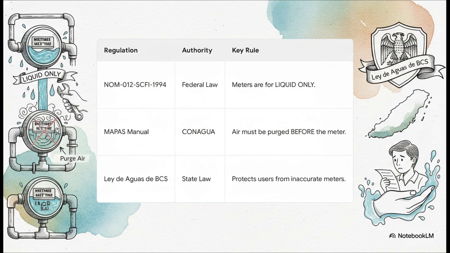Mexican federal law, NOM 012, is crystal clear. These meters are certified for liquid only. Measuring air makes them inaccurate. On top of that, CONAGUA, the National Water Authority, says purging air is a technical obligation. And your very own state law in Baja California Sur protects you from being charged for their mistakes.